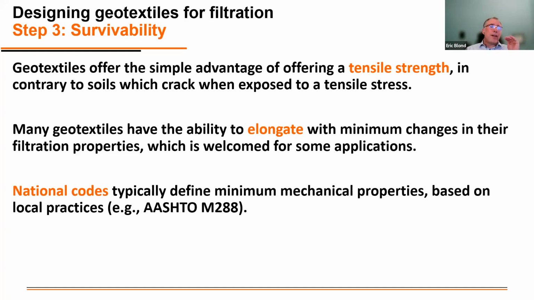National codes are typically defining minimum requirements for the mechanical properties of geotextiles based on local practice, because these properties will depend on the type of equipment used, on how the other aspects of a project are dealt with, and therefore it's important to refer to national codes and practice to define the minimum requirements for survivability. In the US, the most known is AASHTO M288, and I think it's international. It's been adopted in many, many places, but not everywhere. In some regions, it's a different set of rules.